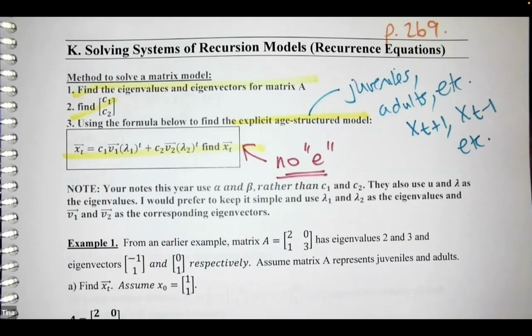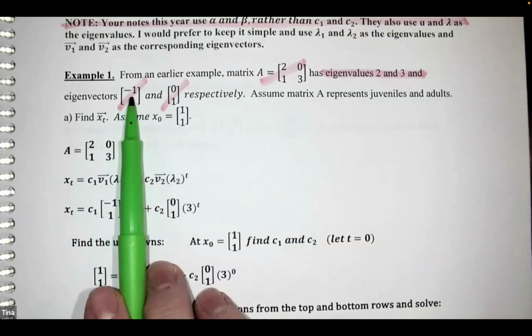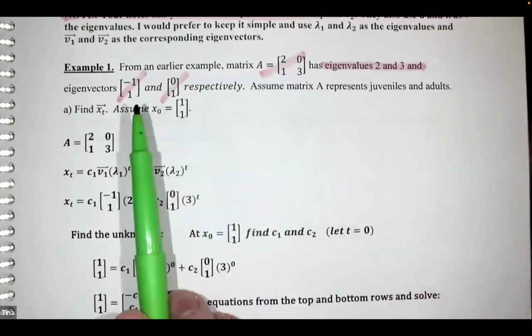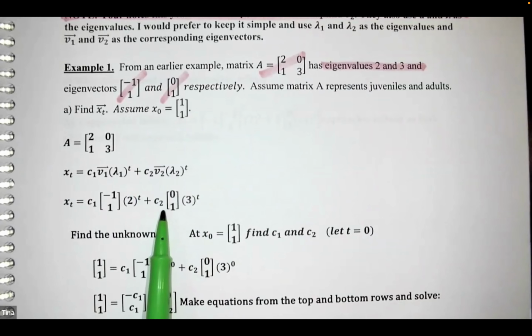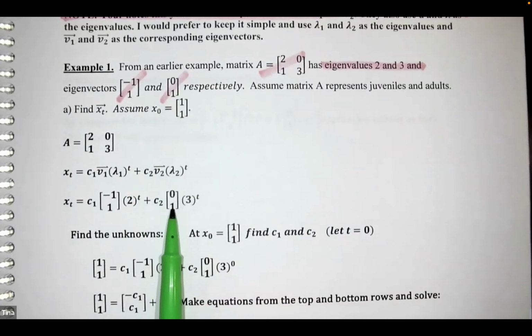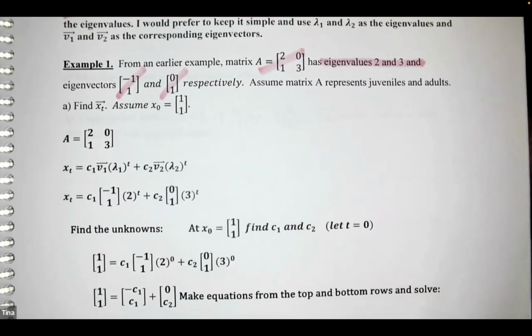So assume matrix A is representing juveniles and adults. We want to find xt, assuming that x naught is (1, 1). So here's my A matrix, here's my xt: c1 v1 lambda 1 to the t plus c2 v2 lambda 2 to the t. So c1 is a constant. If you want to call it alpha and beta, go ahead. The first vector went with eigenvalue 2, so we put the vector and then eigenvalue 2 to the t, plus c2, the second constant, or beta if you want, times the second eigenvector (0, 1), eigenvalue 3 to the t.